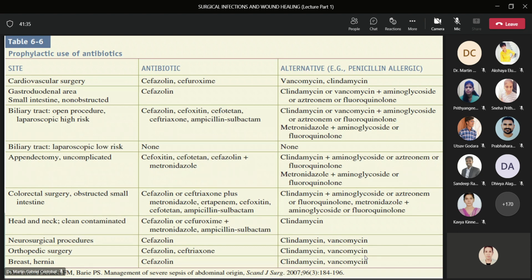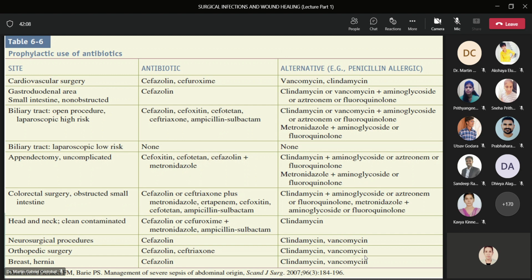For the biliary tract, a laparoscopic high risk or an open procedure, we give cefazolin, cefoxitin, cefotetan, ceftriaxone, or ampicillin-sulbactam. The alternative is clindamycin or vancomycin plus an aminoglycoside or aztreonam or fluoroquinolones, or also metronidazole plus aminoglycoside or fluoroquinolone. For low-risk laparoscopic biliary surgeries, we usually don't give prophylactic antibiotics.